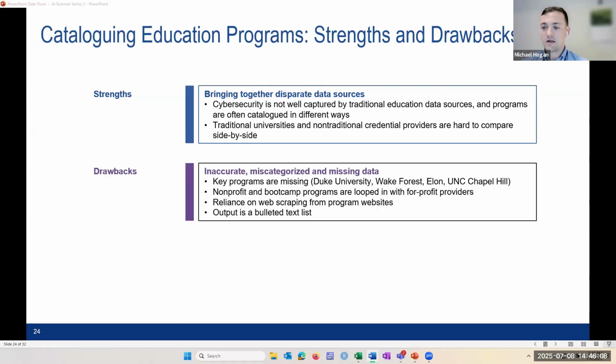As we said, there were some inaccurate, miscategorized, and missing data. There were key programs that were missing from the list: Duke, Wake Forest, Elon, UNC Chapel Hill. It was confusing how they grouped some of the nonprofit providers and the boot camp programs. It relied too much on web scraping from program websites, and the output was just a bulleted text list. So it made it very hard to filter or work through.